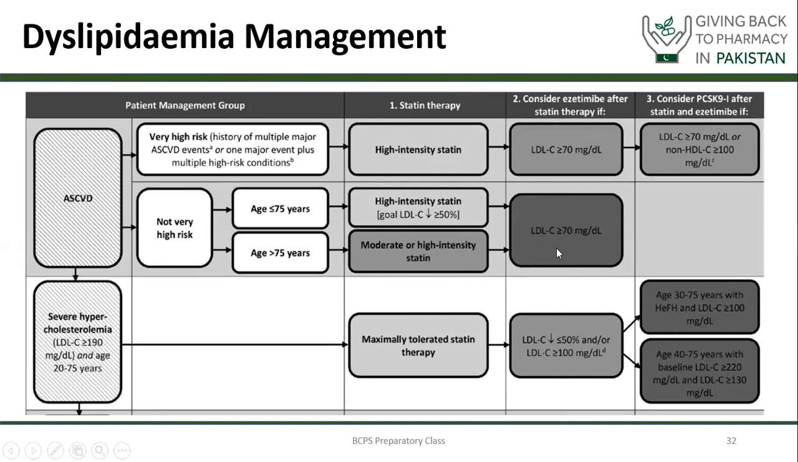Next level is this one, you can consider ezetimibe only if LDL-C is greater than 70 milligram per deciliter. Severe hypercholesterolemia, this one is age 20 to 75 years. Then you can go up to maximum tolerated statin therapy is recommended. And again, then ezetimibe you can start, and then you can go to PCSK9 inhibitors in this condition.